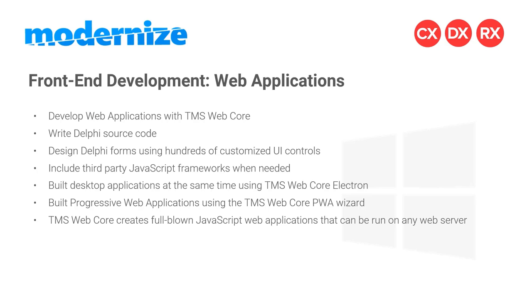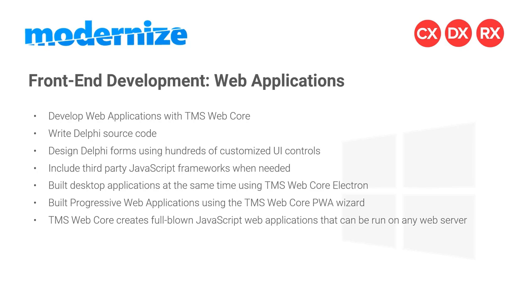One more word on front-end development with regard to web applications. TMS released last year the so-called TMS Web Core application framework. You can write 100% Delphi source code, and you can use the Delphi form editor with hundreds of UI controls, and you can also include third-party JavaScript frameworks when you need them. And now, since version, I think it's 2.0, we introduced TMS Web Core Electron. Electron is a framework that allows you to run JavaScript applications as desktop applications. And TMS Web Core has full support for the Electron framework, which makes it even possible to access resources from the client that your application runs on, like the file system.